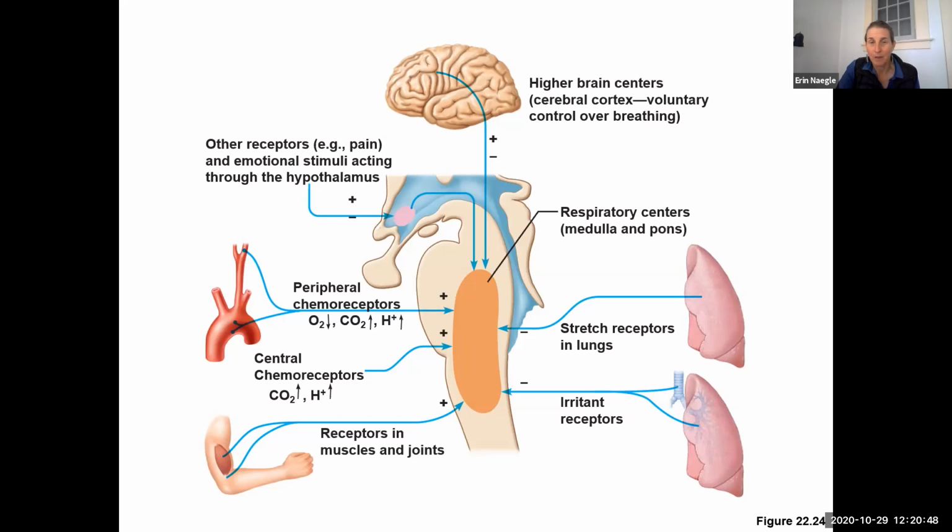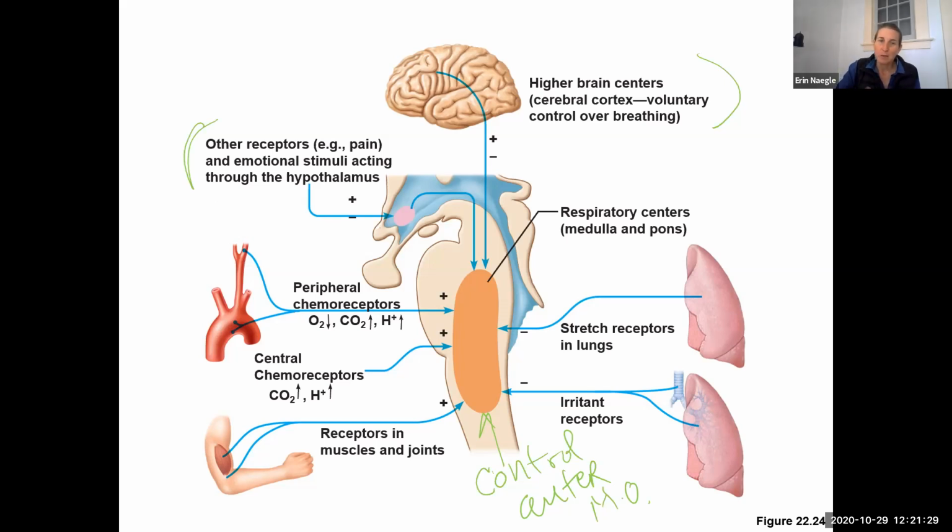There are many, right? Some of them you have voluntary control over in your brain. Some of them it's emotional, right? That panicky feeling or feeling really relaxed, right? Pain, different emotional stimuli are going to work through your hypothalamus and then talk to your respiratory centers in your medulla oblongata. Yeah. So your control for your breathing is in your medulla oblongata, similar to your heart rate. They're both being controlled in your medulla oblongata.